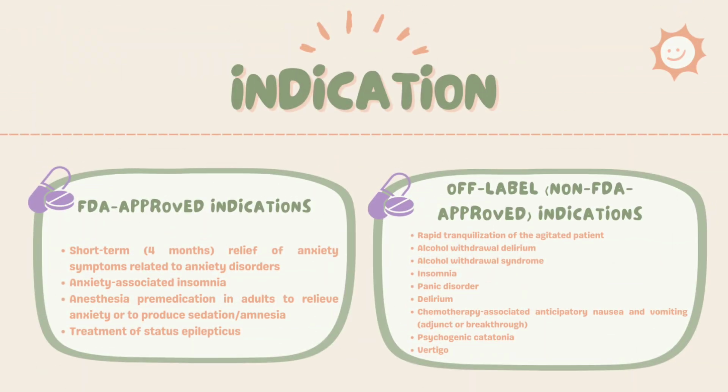Let us now proceed to the indications. Indications that are FDA approved: short-term or up to 4 months relief of anxiety symptoms related to anxiety disorders, anxiety-associated insomnia, anesthesia premedication in adults to relieve anxiety or to produce sedation or amnesia, and lastly, treatment for status epilepticus.